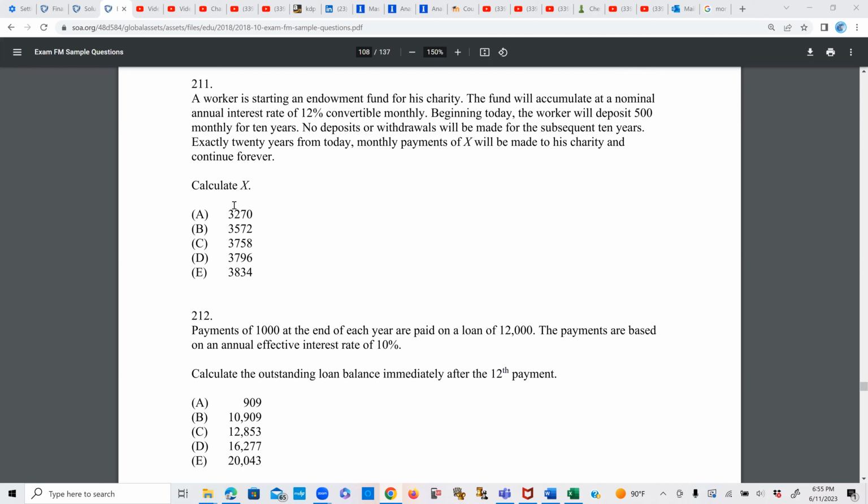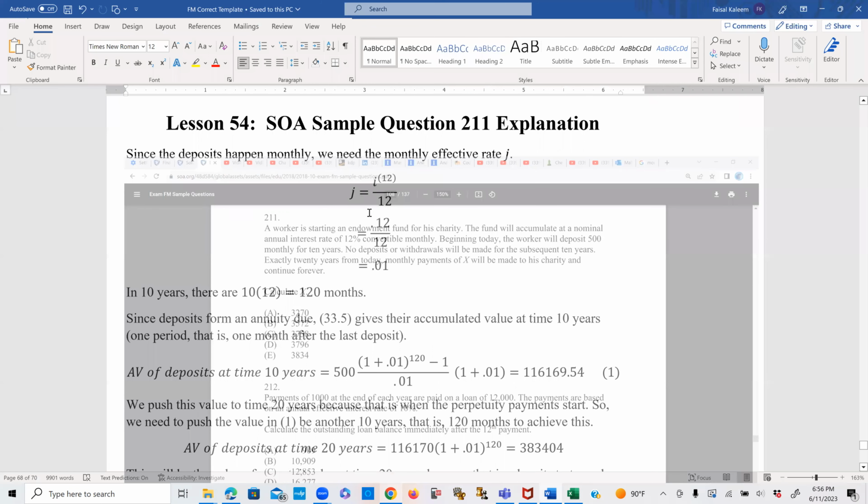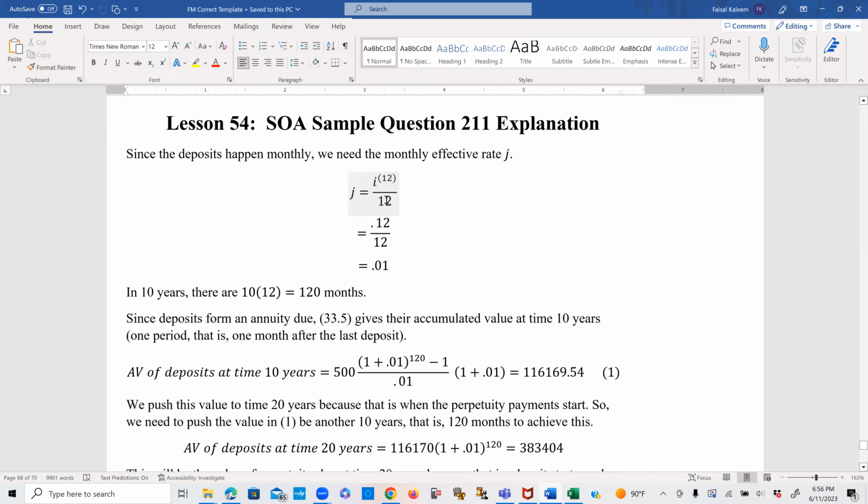Since the payments are made monthly, we need the monthly effective rate. The nominal rate is 12%, so the monthly effective rate J would be the nominal rate divided by 12. That would be 0.12 divided by 12, which equals 0.01.